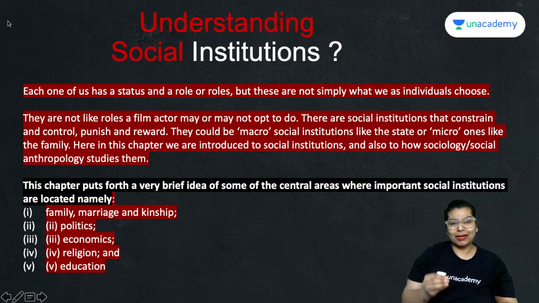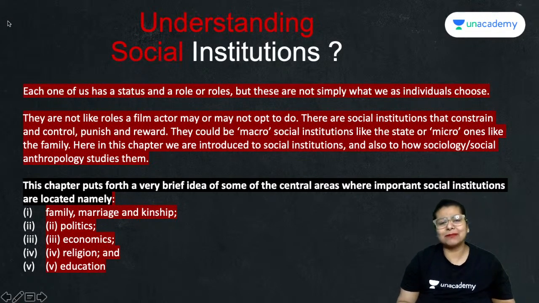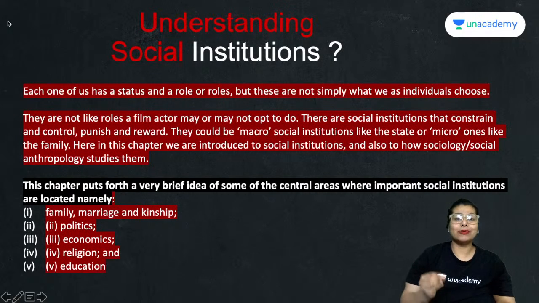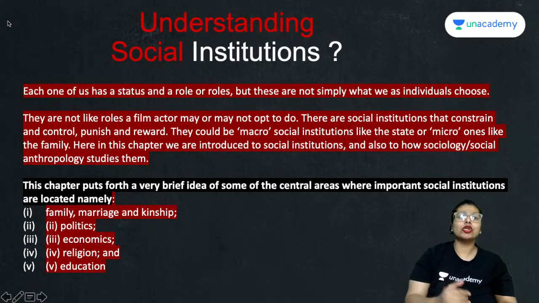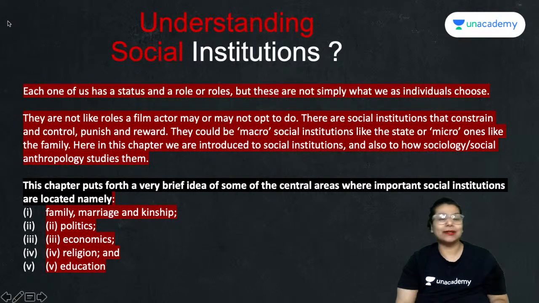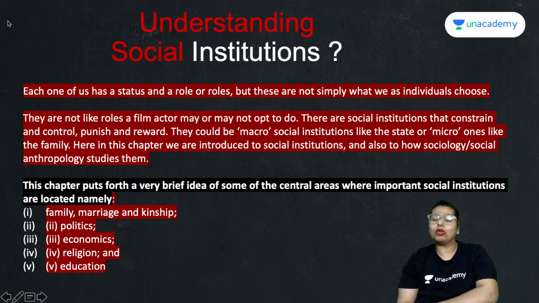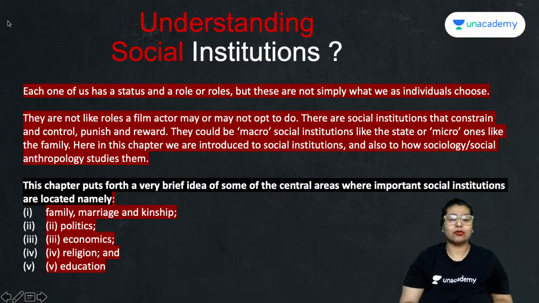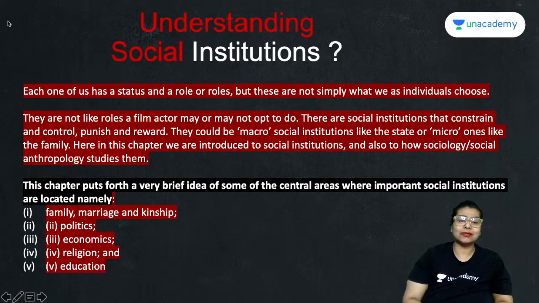Macro is big, micro is small. This is basic, plain, simple economics. Micro is on a smaller scale, macro is on a bigger scale. In this chapter, we are introduced to social institutions, and also how sociology or social anthropology studies them. Sociology is basically the study of human society. Anthropology is basically the study of human culture, and of course things in terms of caste, in terms of customs, in terms of rituals, every single thing is a part and parcel.